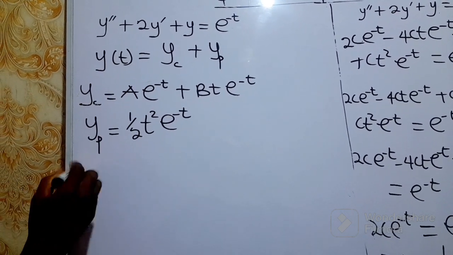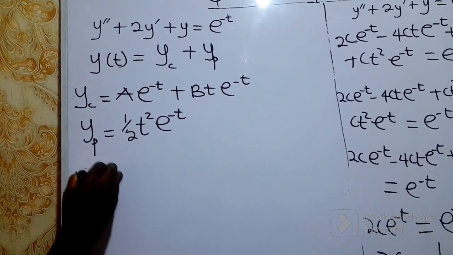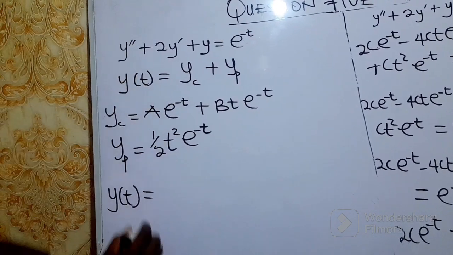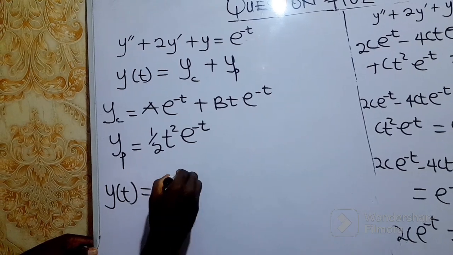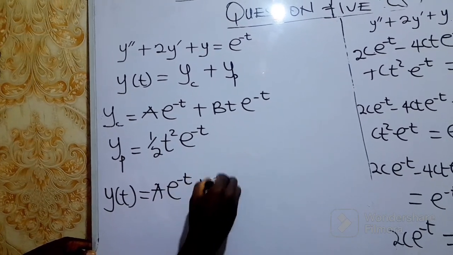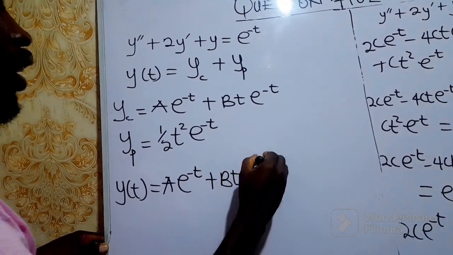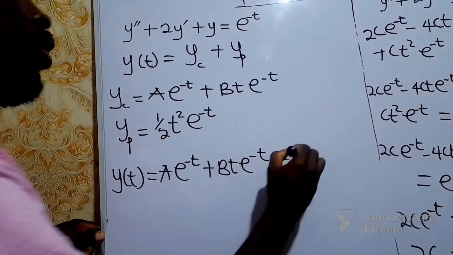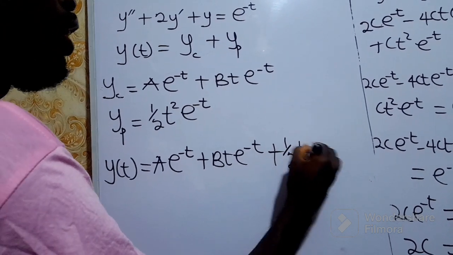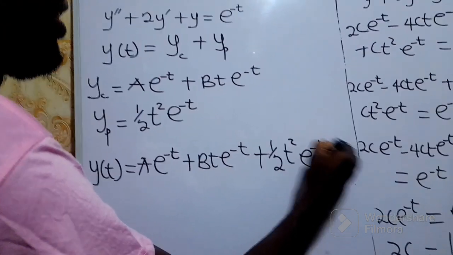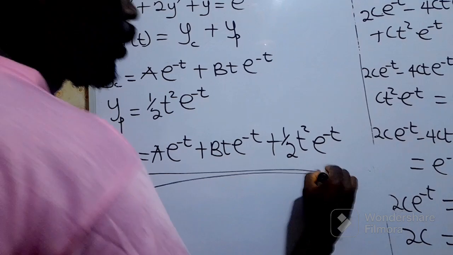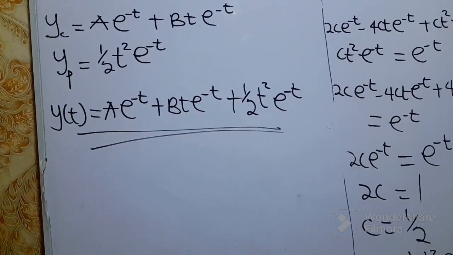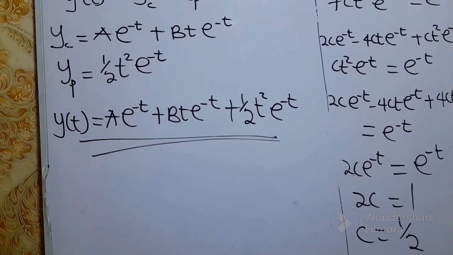So you can say the general solution, y of t, is equal to the complementary solution to the homogeneous side, A e exponent negative t plus B t e exponent negative t, then plus half t squared e exponent negative t, which is the y of p. Then this becomes the general solution to our second order non-homogeneous ordinary differential equation.